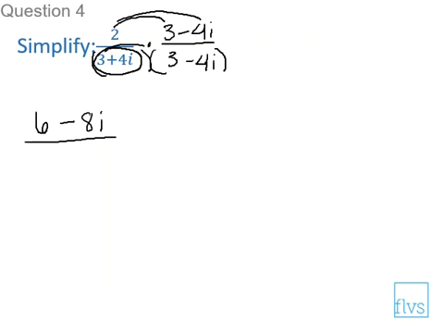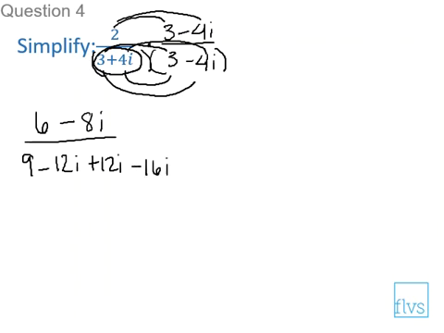Now for the bottom, we're going to have to use the same concept that we just used, and that's foiling. So we get 3 times 3, which is 9. 3 times negative 4i is negative 12i. 4i times 3 is positive 12i. And then 4i times negative 4i is negative 16i squared. We can combine the like terms, and those actually cancel out.